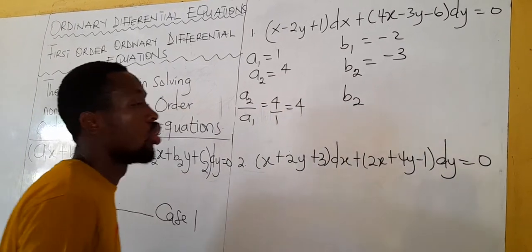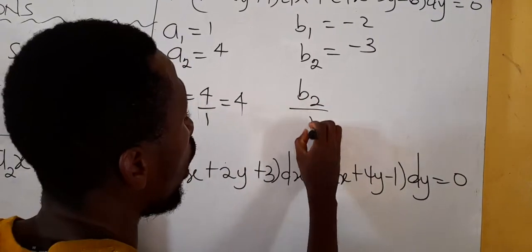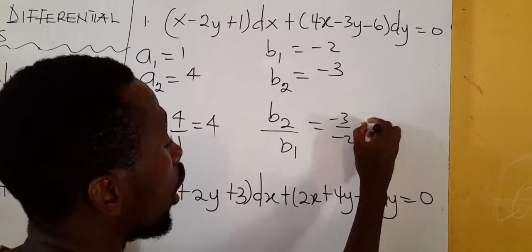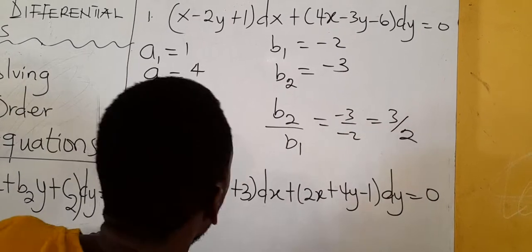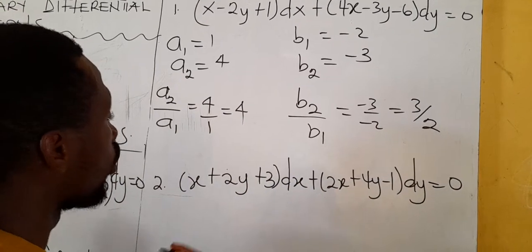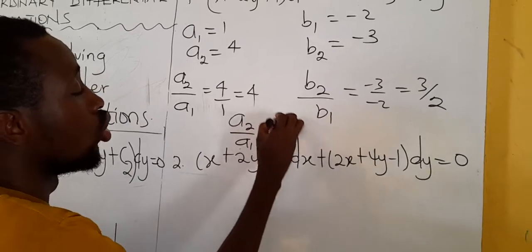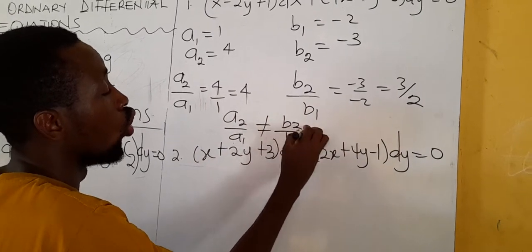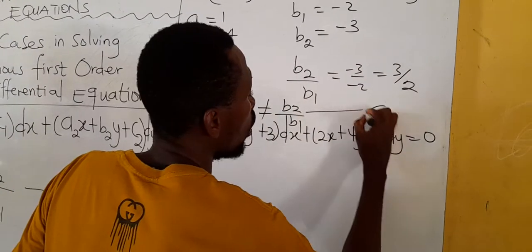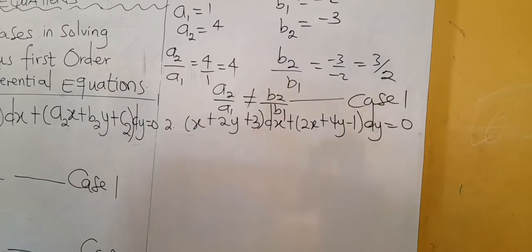B2. So our B2 over B1 will be negative 3 over negative 2, and that will be 3 over 2. So we see that A2 over A1 is 4 and B2 over B1 is 3 over 2. So we can say that our A2 over A1 is not equal to B2 over B1. We can conclude like that. So this is case 1. I hope you get that.